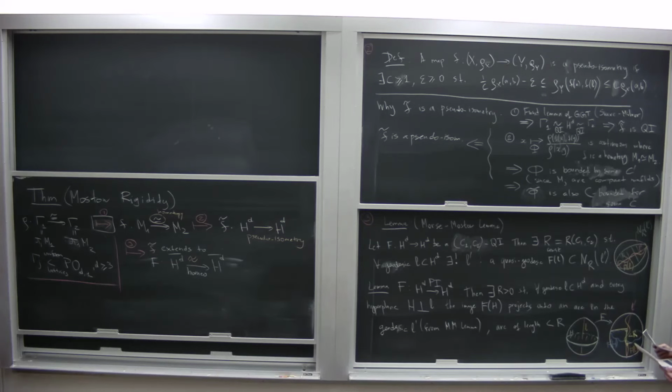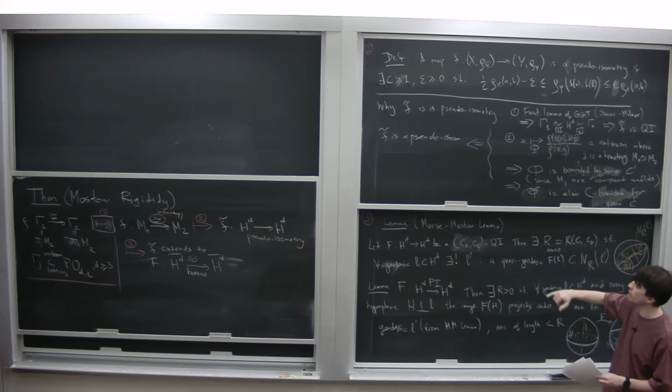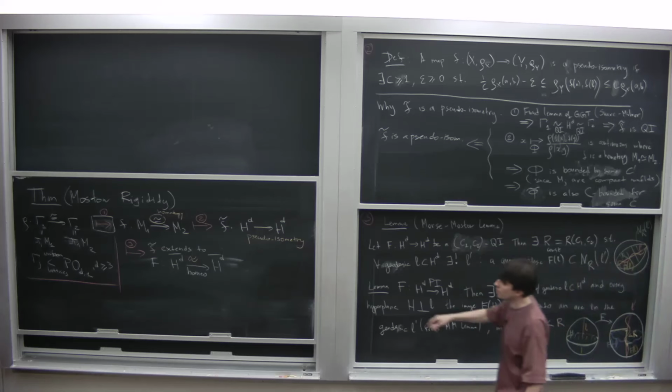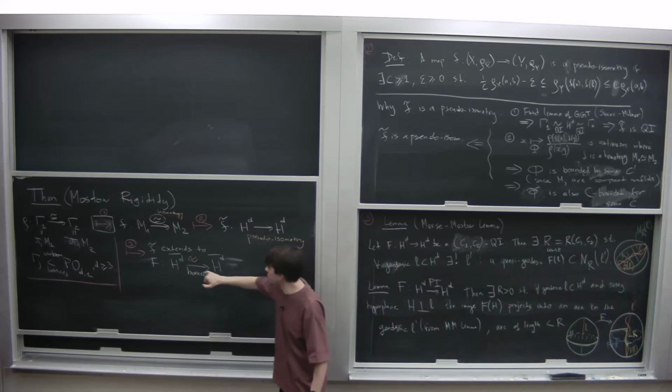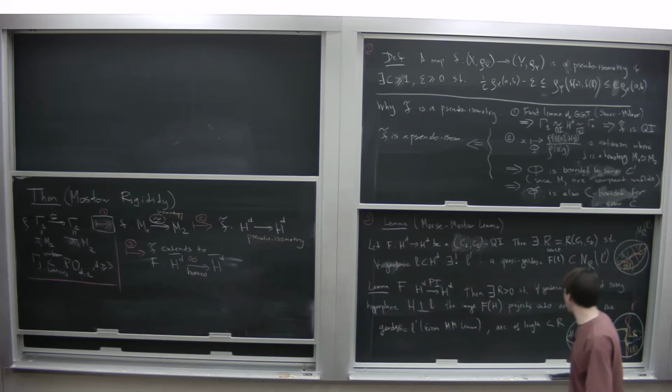Then this fact together with being homotopy implies that my pseudoisometry extends to the homeomorphism. How to use this lemma over here? The idea is that the boundary, we can use the topology on the boundary.